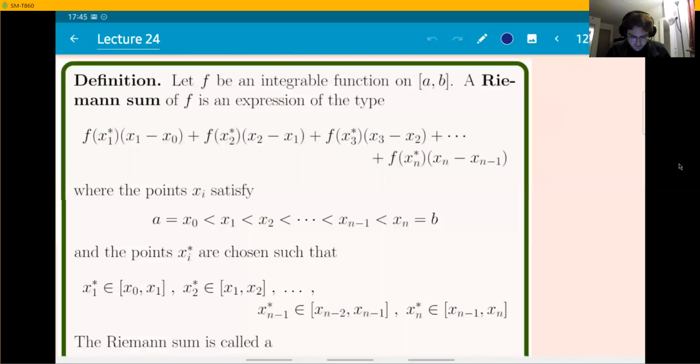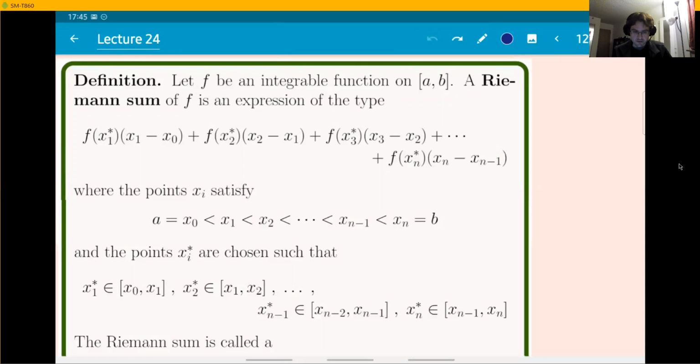So what are these examples showing us? They're showing you what is called a Riemann sum. I'm going to have some formal definitions here now. So let f be an integrable function, continuous, or maybe it has jump discontinuities on some interval ab. A Riemann sum of f is an expression of this type.